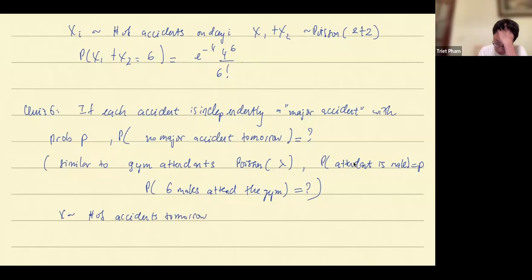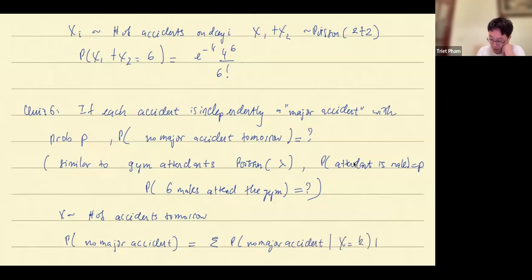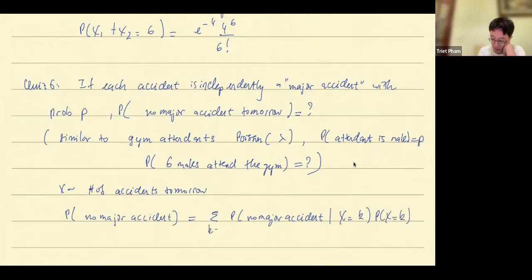We know what X is. X is a Poisson 2, right? So the probability of no major accident will be the sum over all possibilities of X taking on some values. Let's say this: no major accident, conditioned on X taking on some value, times the probability of X taking on those values.